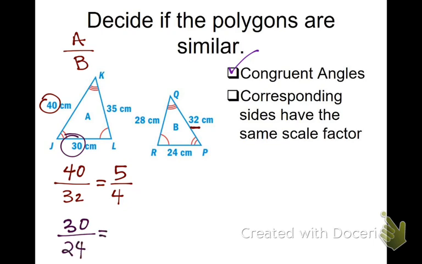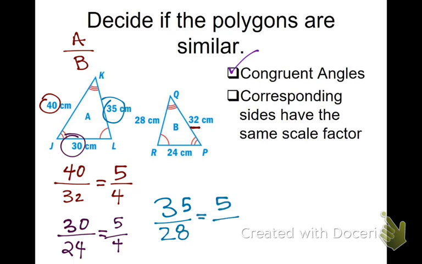What does 30 correspond with on the second triangle? 24. What does that reduce to? 5/4. And then the last we need to check. 35 over 28. Yep, 35 over the last one, which is 28. They're both divisible by 7, so 5/4. Do they all have the same scale factor? Yes, they do.